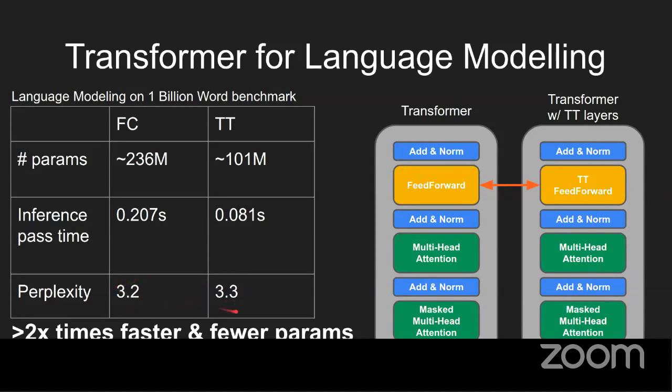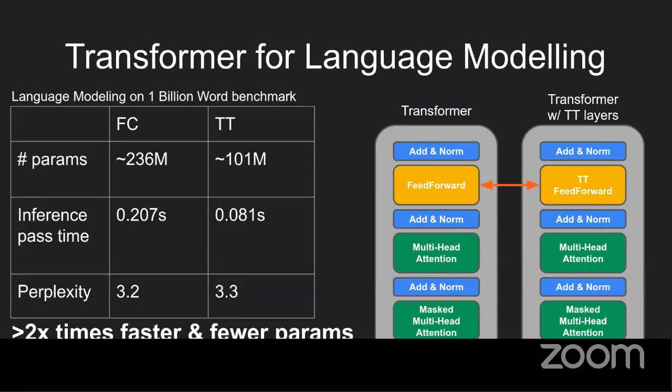And also, as you can see, the log perplexity, which is a relatively good score to measure how well your model generates sentences, is pretty much identical. So 3.2 versus 3.3. So you take a very tiny hit to your model, but you get a really big improvement on your inference time for that model.